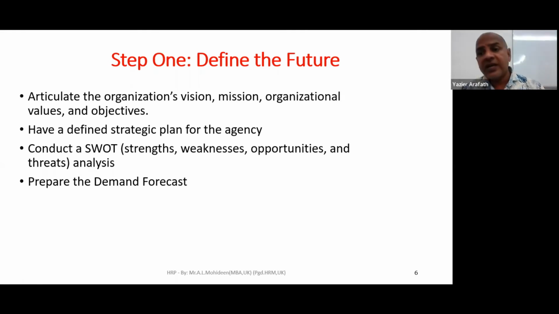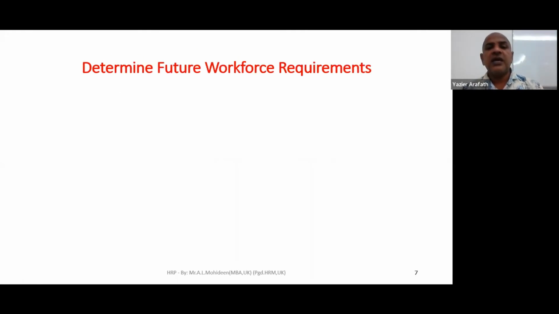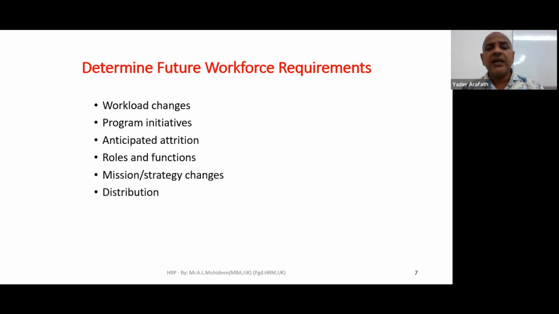Based on the organizational strategy, determine the future workforce requirements. When the future workforce is considered, there are certain things to be considered. Workload: if there are any changes in the workload, this has to be considered. If there are any new programs or new program initiatives to be introduced, they have to be considered.